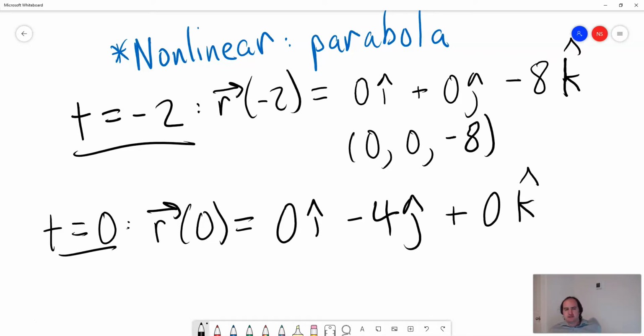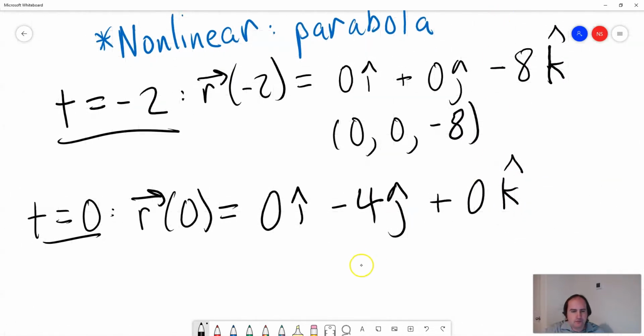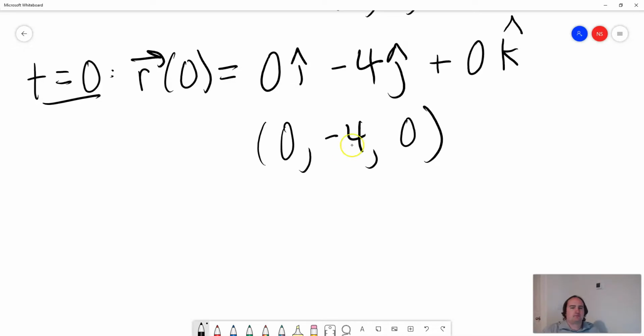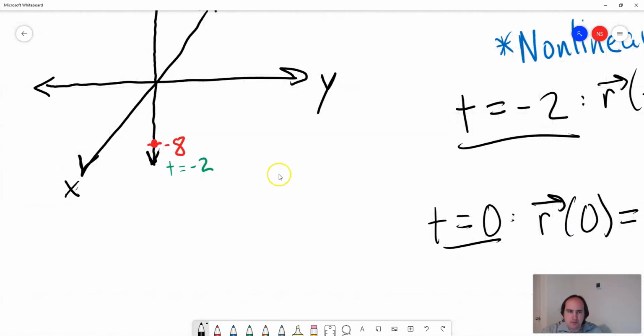Because x is always 0 in this particular equation, right? And then y is 0 squared minus 4, which is -4. And then z is 4 times 0, which is 0. Okay, so our second point here is going to be 0, -4, 0. So y is -4 and everything else is 0.